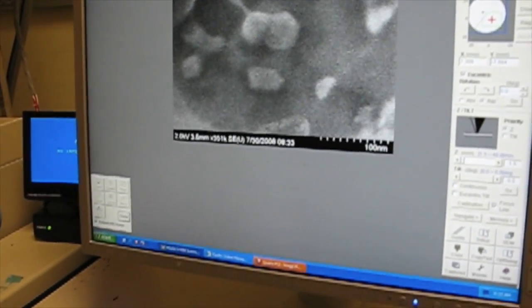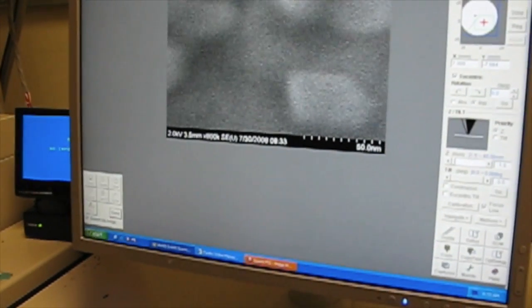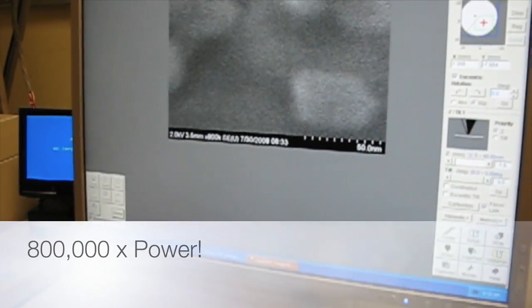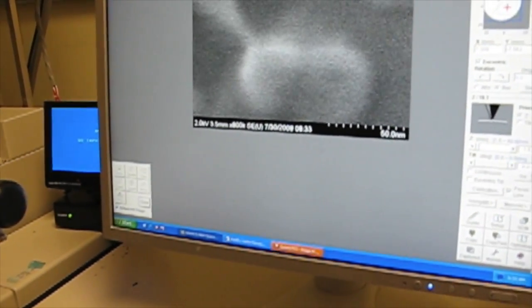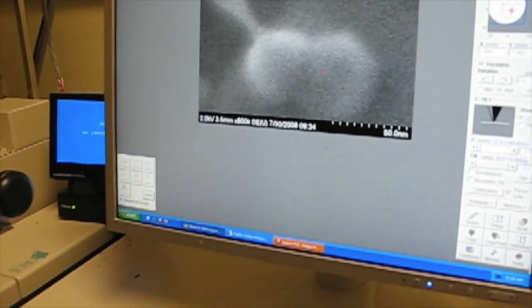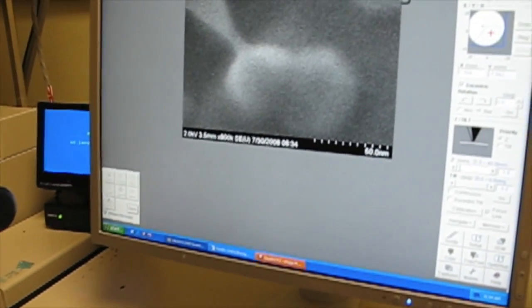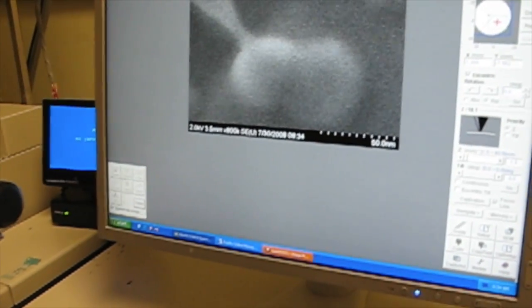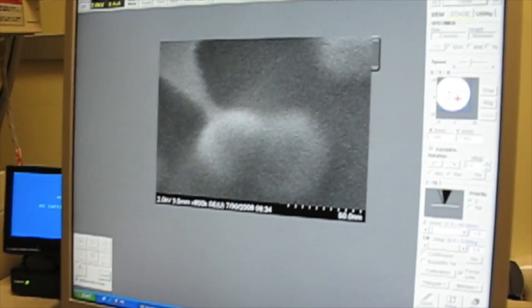We are now talking wavelength of ultraviolet. It would be physically impossible to see this without a very, very small wavelength. Now we're talking X-rays. Or electrons. And that blob is maybe 80 nanometers across at 800,000 power. And that's our demo of the scanning electron microscope.